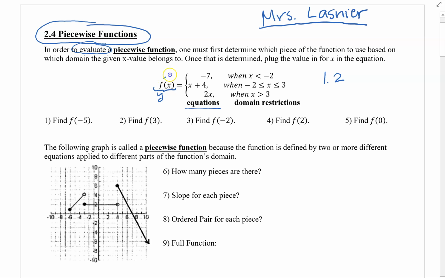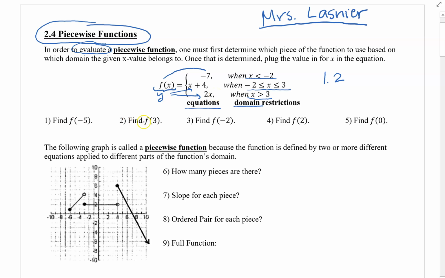And so sometimes the y value equals -7. It would equal that when x's were less than -2. At other times it equaled x plus 4. Those were for x's between -2 and 3. And then at other times it would equal 2x when x was greater than 3. So depending on what the domain restriction was, the way we determined the output changed.